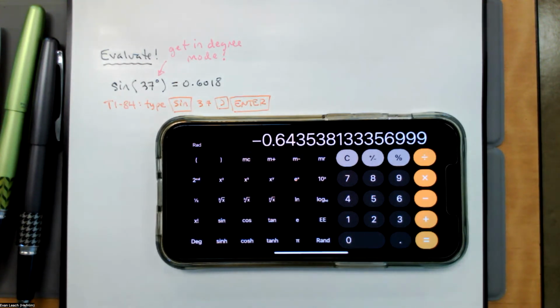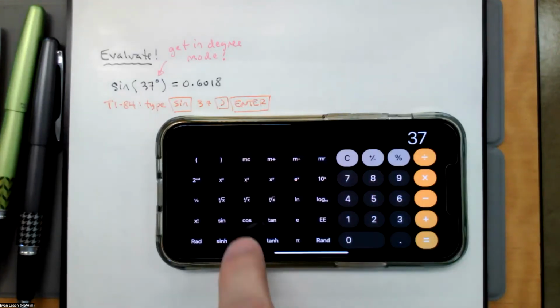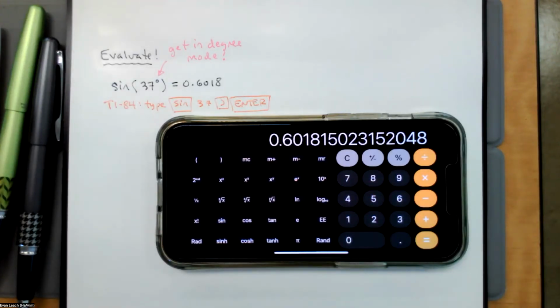So if you got negative 0.6435, take a look down, look for a button that says deg for degrees and switch over to degree mode and then go 37 sine, and then it should be 0.6018.